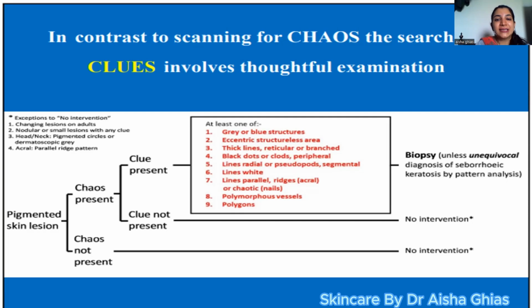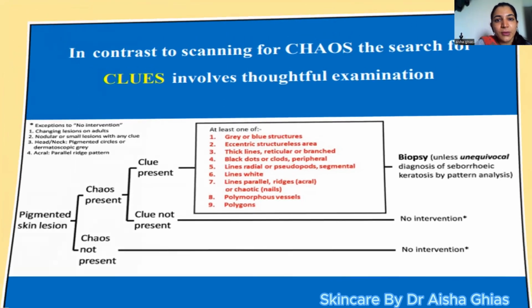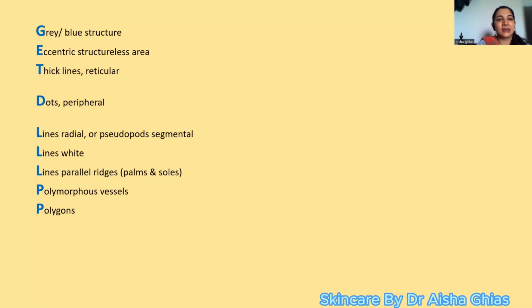I have made it simple for you that if in a pigmented skin lesion, if you're considering whether I really need to go for biopsy or not, you should employ this method in mind. Just see for chaos. If it's there, search for clues. If the chaos is not there, fine, you're relaxed. Okay. So now going further, these are the 9 clues which I have simplified for you.